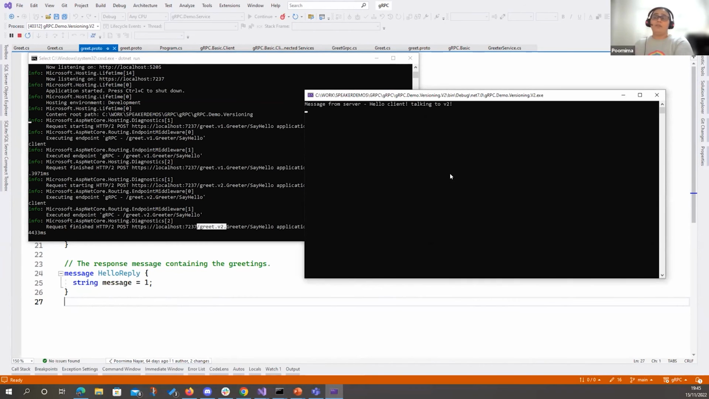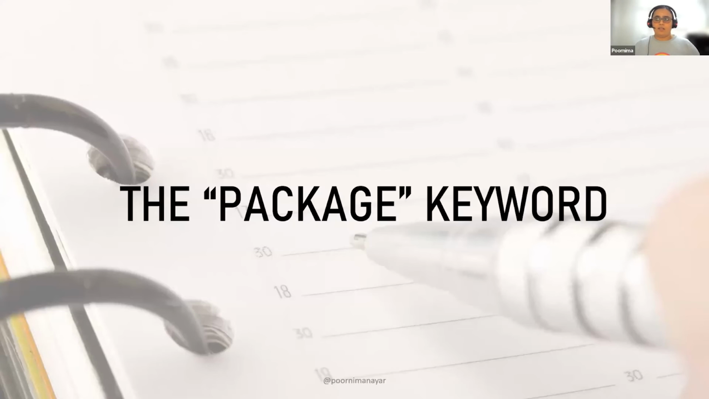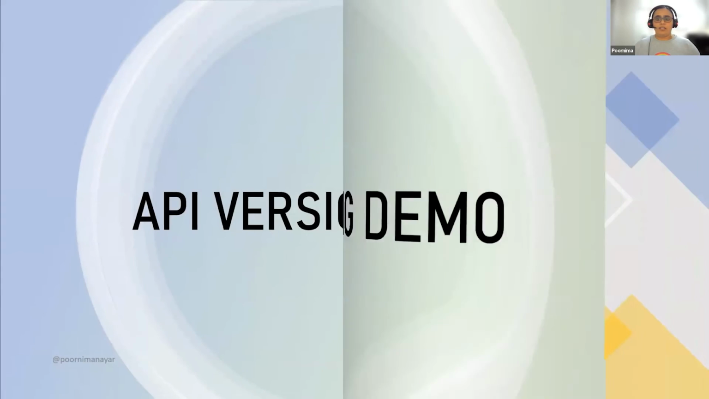So this is my new client, which has come on board. It gets the v2 version, or it has upgraded to the v2 version. It is talking only to the v2 version of the API. It doesn't concern itself with the v1 version of the API at all. So the package keyword is the key to your versioning of the API here. So that is the API versioning covered.